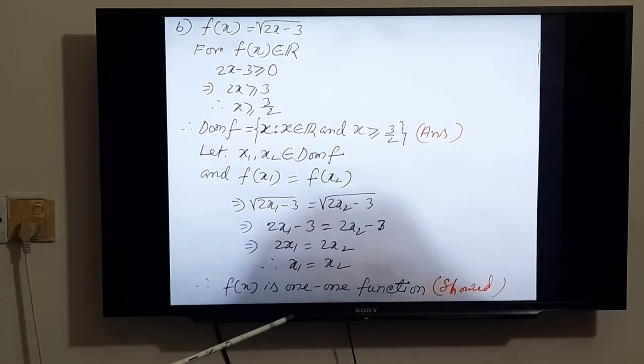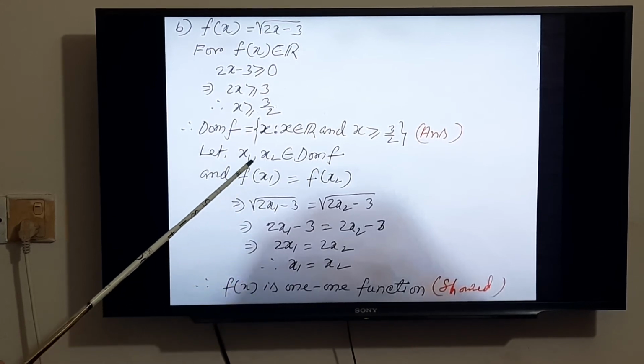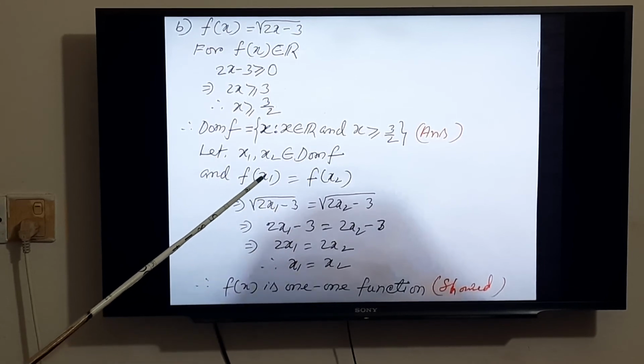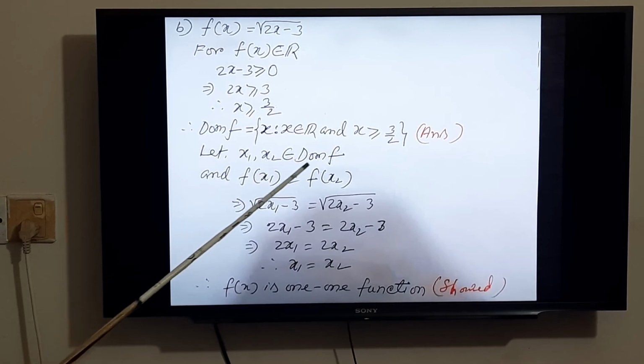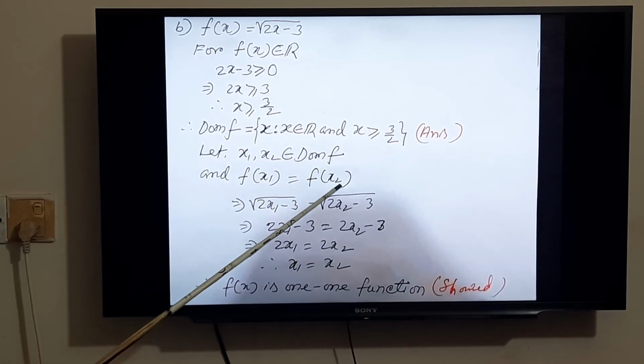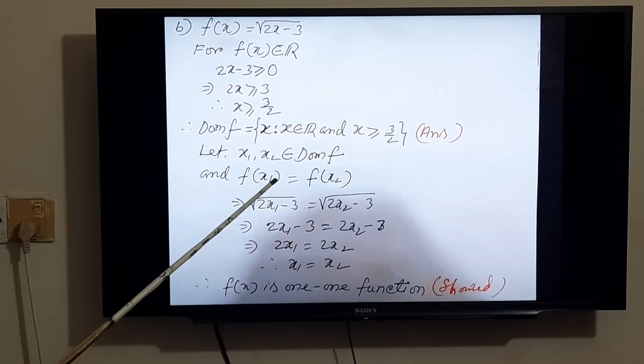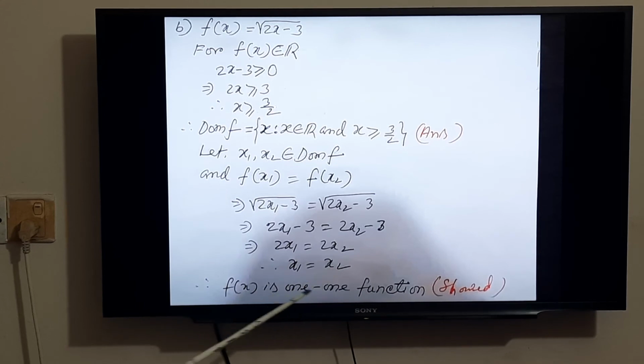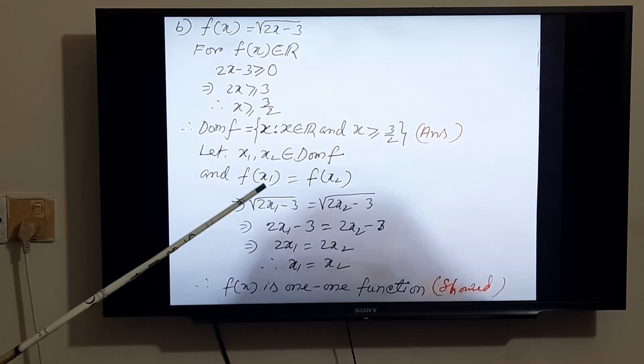How can we prove it is one-one? Let it follow the same procedure as in the previous question. x1 and x2 are in the domain of f, so we need the range f of x1 and f of x2. If this is equal and this is also equal, then f of x is 1. This satisfies our condition. That's why this is our one-one.